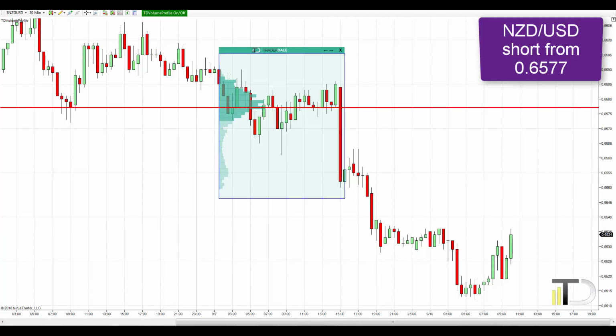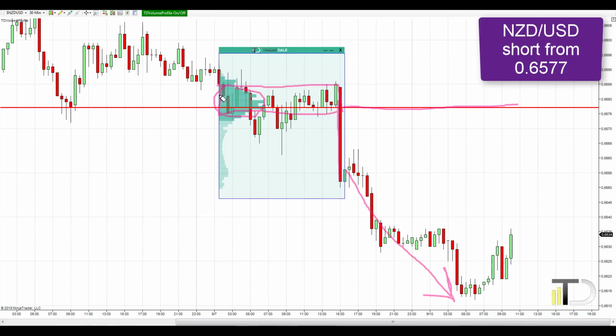Well, let's start with New Zealand dollar US dollar, and let's have a look at the new short level, which I have right there. It's at 0.6577, and it's based on the volume accumulation setup. The volumes I talk about are right there. They got accumulated in this sideways price action right before the start of this strong and aggressive selling activity.